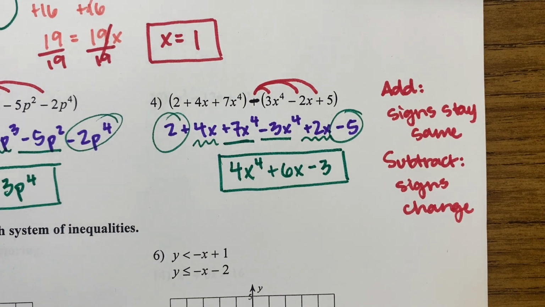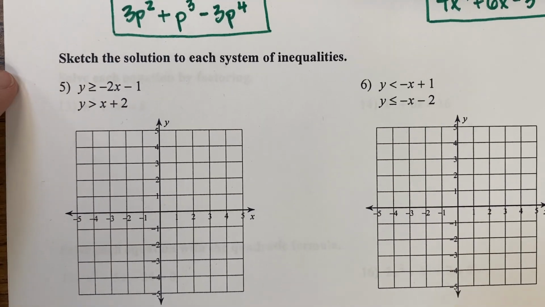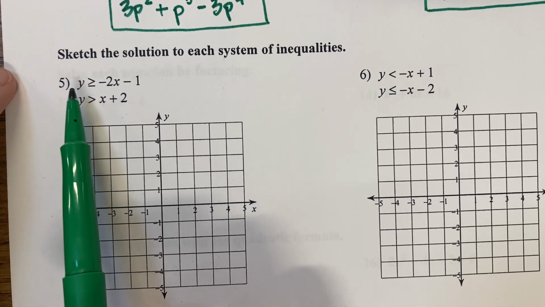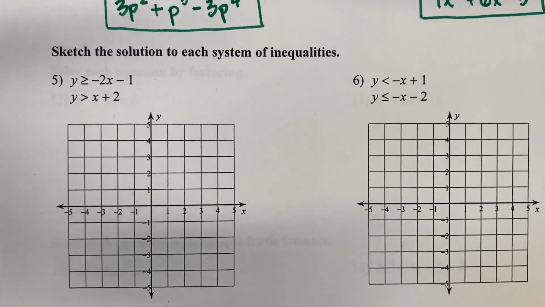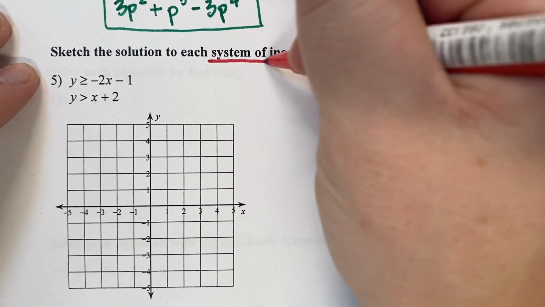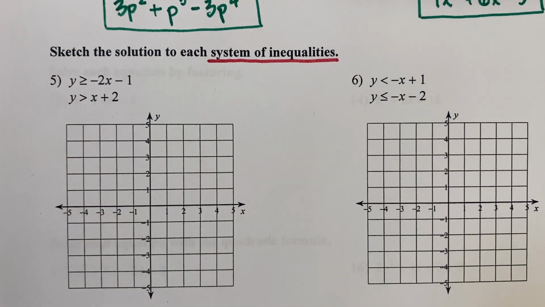Okay. So those were simplifying, adding, and subtracting what we call polynomials. Okay, so for numbers 5 and 6, we are sketching the solution to each system of inequalities. So first we have to graph these, and then we are going to find the solutions.